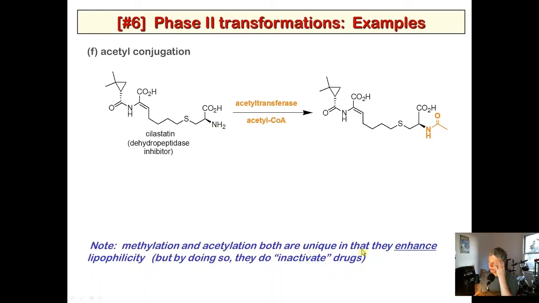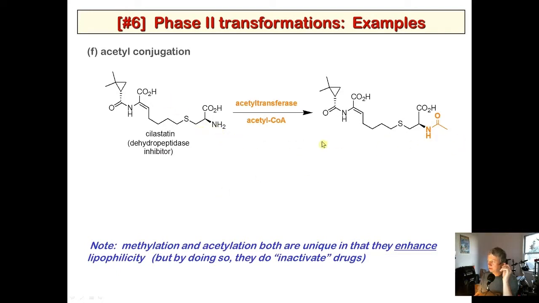Methylation and acetylation are unique in that they actually enhance lipophilicity. So that's kind of weird, right? Because usually you think of metabolism as something that enhances polarity and maybe excretes things, and certainly glutathione attaches an amino acid that can be readily excreted. This looks like we're not making it more polar, we're actually making it more lipophilic.